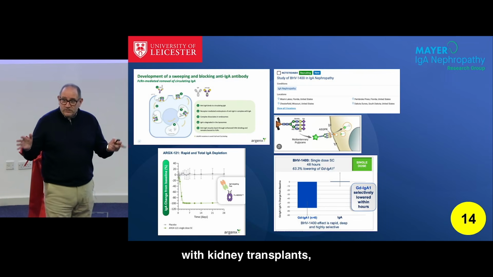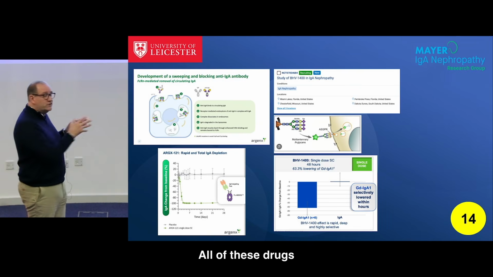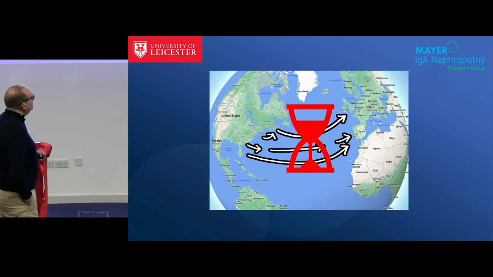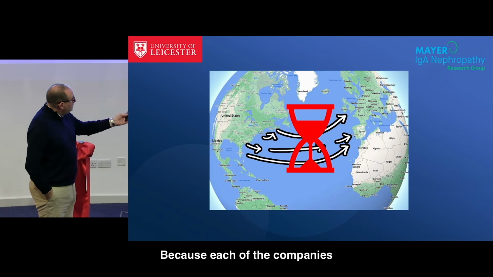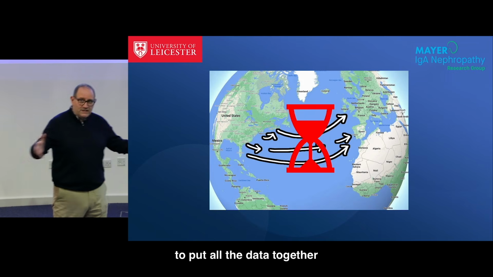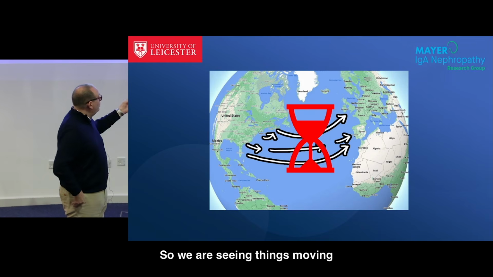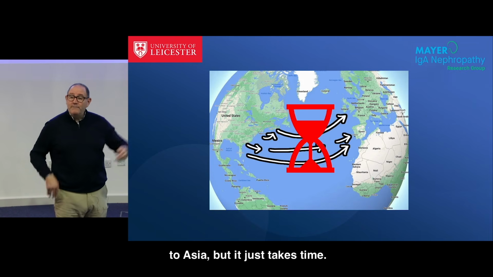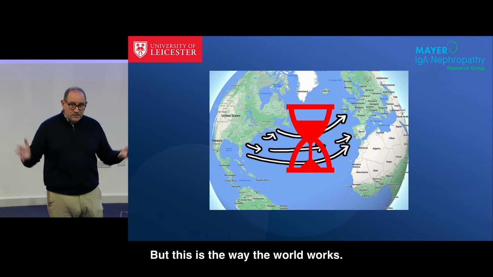And for those of you with kidney transplants, there is a potential that this can come back in the kidney transplant. All of these drugs are likely to be useful to control the disease if it comes back in a transplant. But it does take time, because each of the companies is going to be putting all the data together. This is a big amount of work for the regulator to be able to look at and say, yes, it's safe and effective. So we are seeing things moving from the United States across to Europe, to Asia, but it just takes time. And of course, you're going to be very frustrated about that, but this is the way the world works.